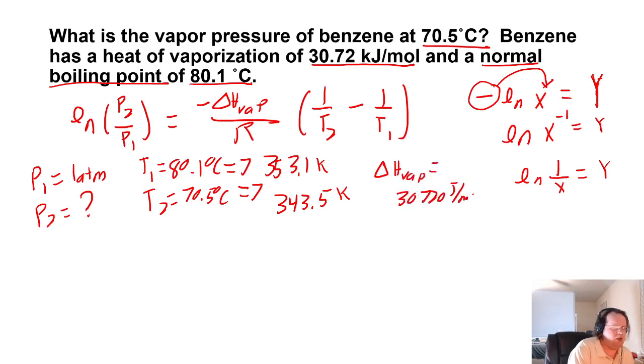You don't have to do that. You can make the conversion later, or you can convert R to kilojoules. I just like doing it here. I like changing my enthalpy of vaporization, so that's what I'm going to do. Also, it helps if I've got a consistent pattern. It means I won't forget that stuff.